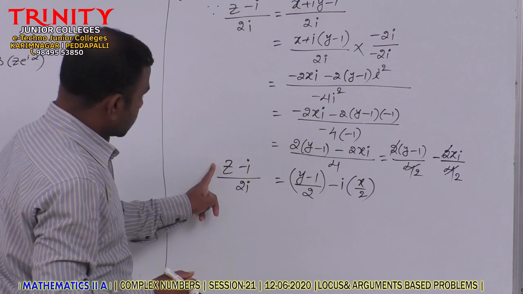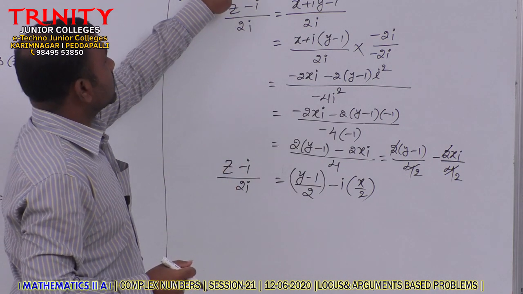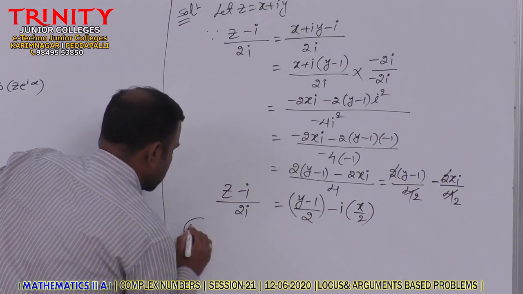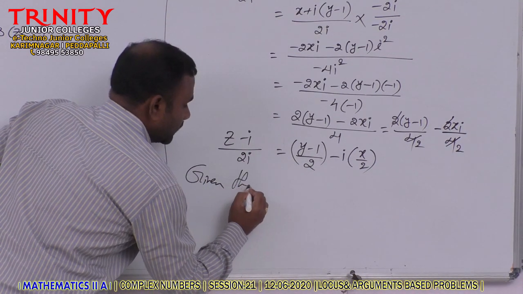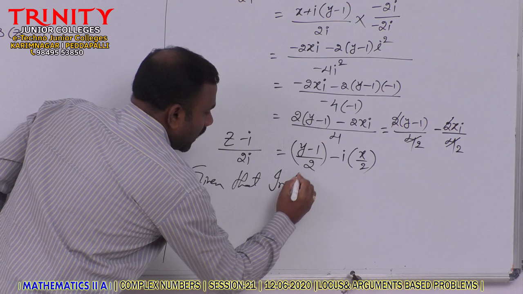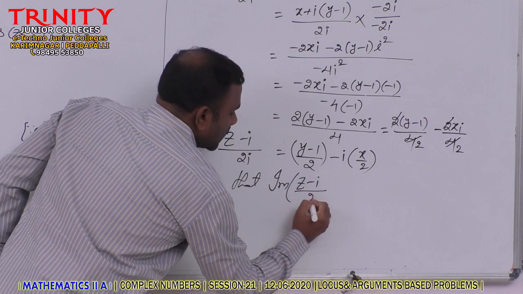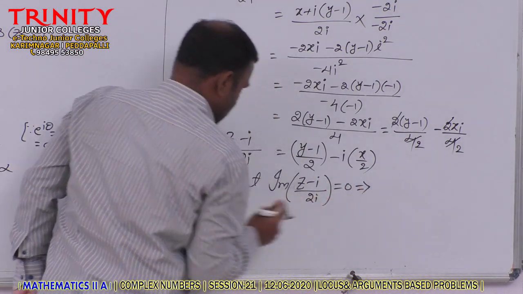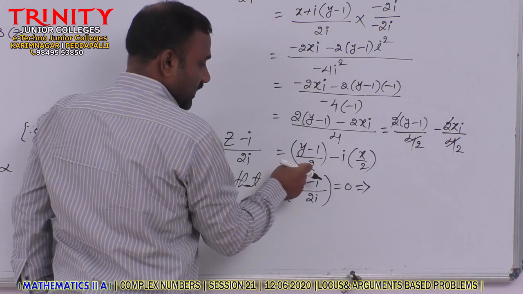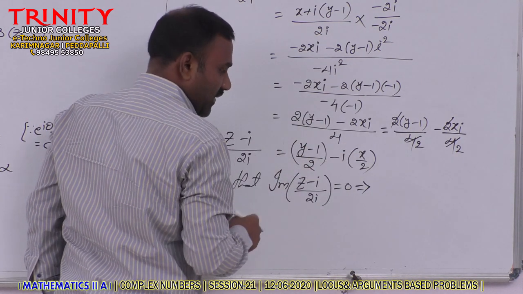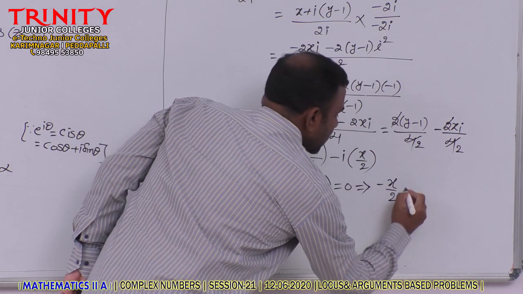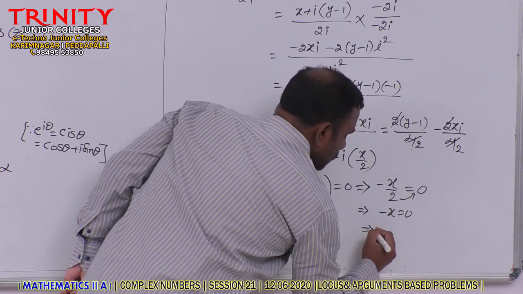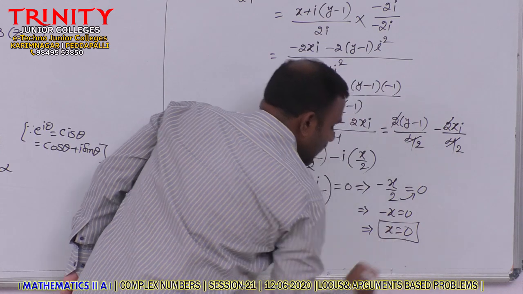Now for this complex number z minus i by 2i, it was given that its imaginary part is equal to 0. Its imaginary part is equal to 0. Given that imaginary of z minus i by 2i is equal to 0. What is the imaginary part of this one? (y minus 1) by 2 is the real part, minus i of x by 2 is the imaginary part. Therefore, minus x by 2 equal to 0. Cross multiplication, minus x equal to 0, x equal to 0 is the locus.